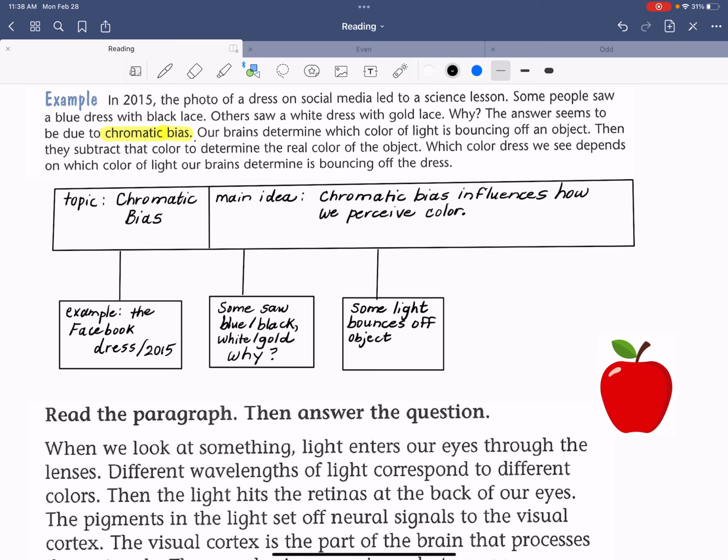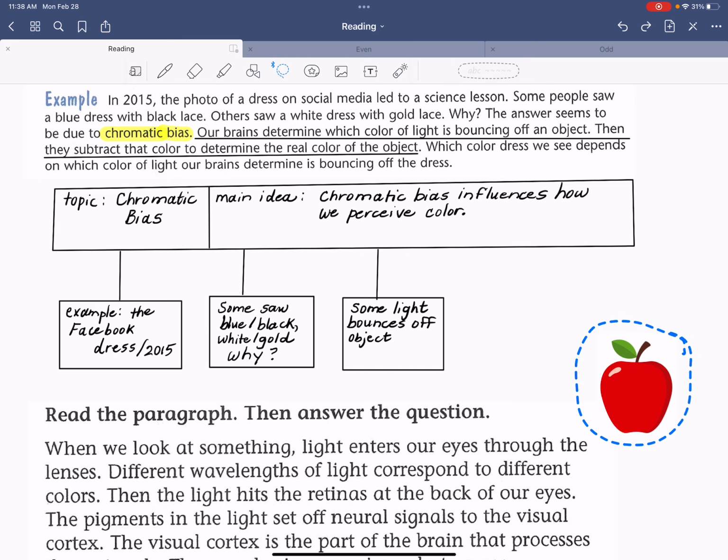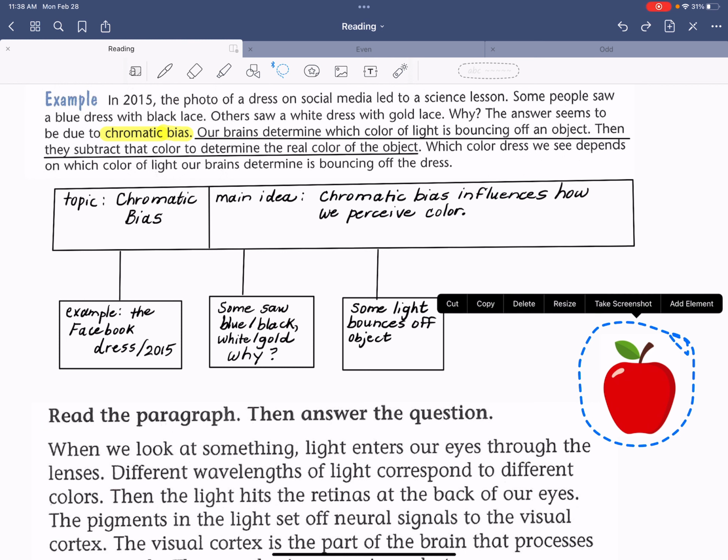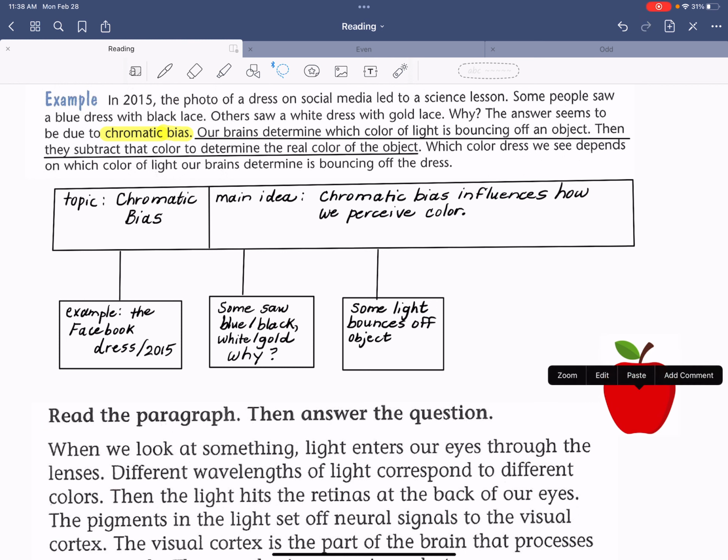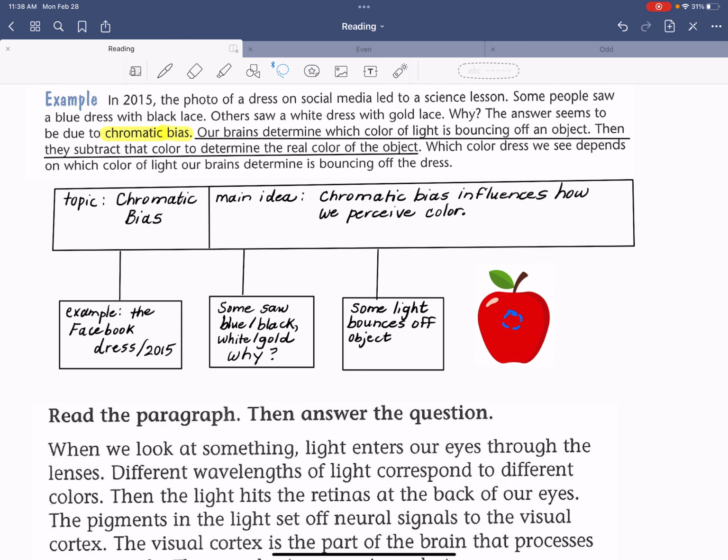It says, our brains determine which color of light is bouncing off an object. Then they subtract that color to determine the real color of the object. Let's stop there. So as I look at this apple, I see red. I see a green leaf and a brown stem. What is happening scientifically that is making me see that?